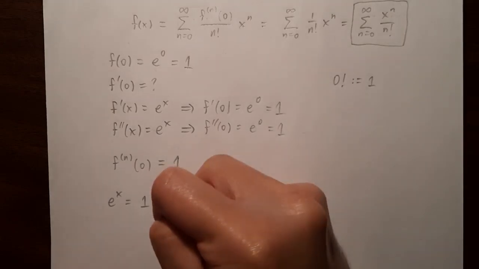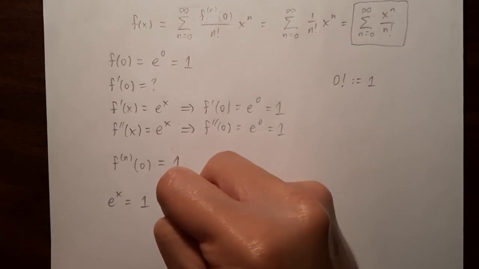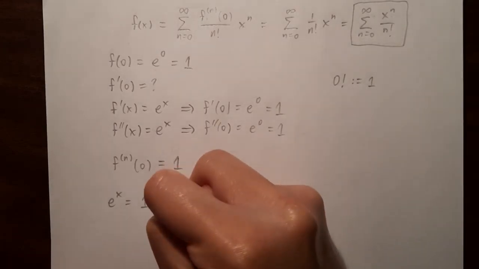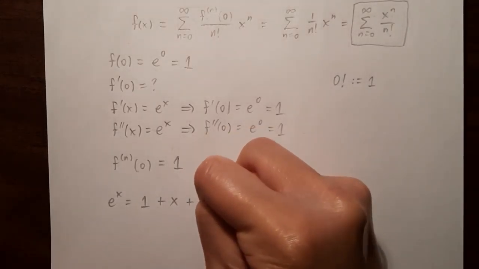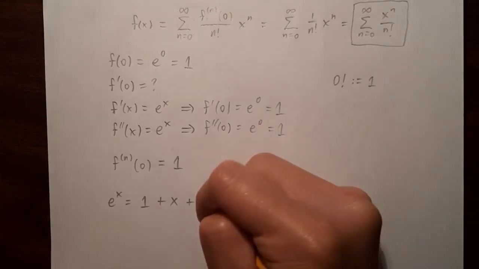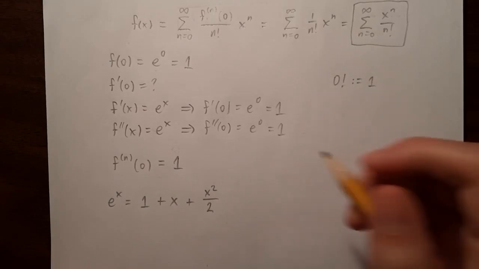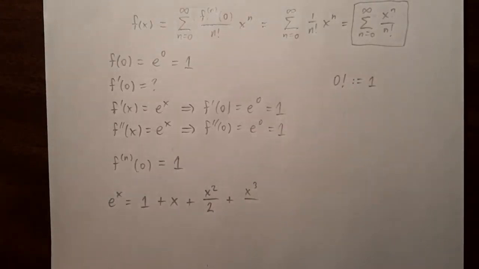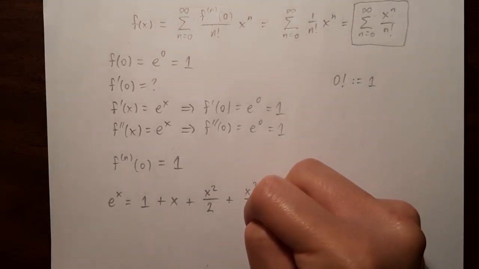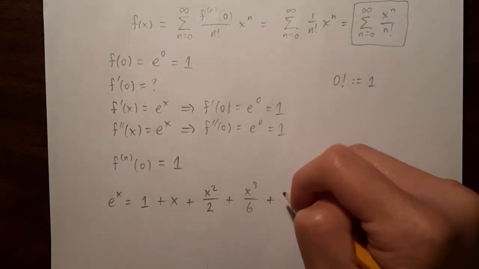What about n equals 1 then? Then I'm just going to have x divided by 1 factorial, and 1 factorial is just 1, so this is just x. If I plug in n equals 2, then I'm going to get x squared divided by 2 factorial, which is 2 times 1. And I'll do one more: x cubed divided by 3 factorial, which is 3 times 2 times 1, or in other words, 6. And we just keep on going from there.